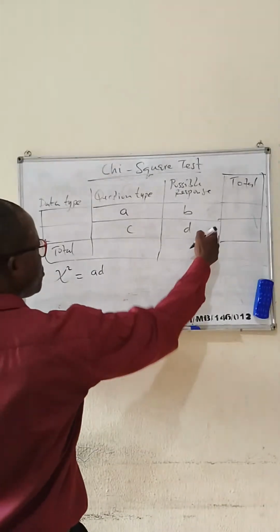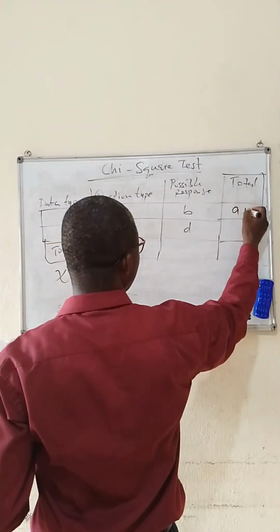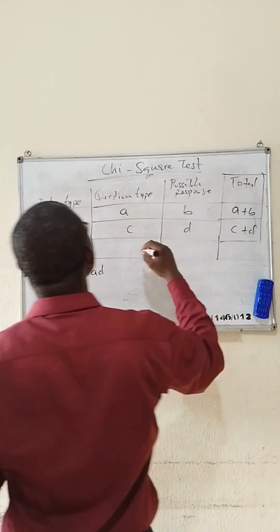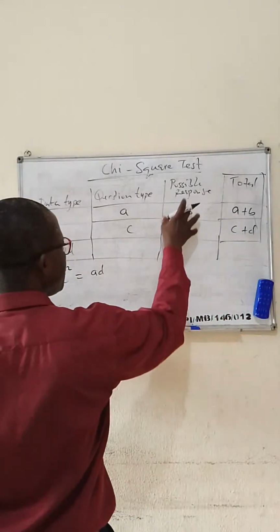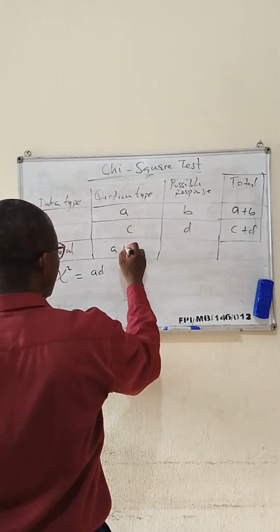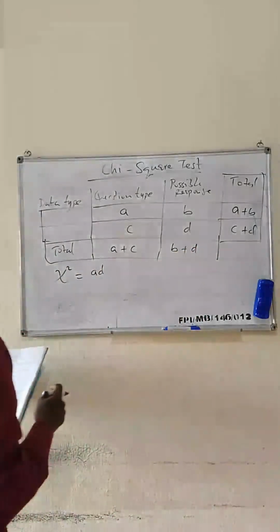Okay, let me complete the table first. Let's do a summation of this, A plus B, C plus D. That is what the candidate will do by himself. The question will give only A, B, C, D, then you do the summation yourself: A plus C, then B plus D.